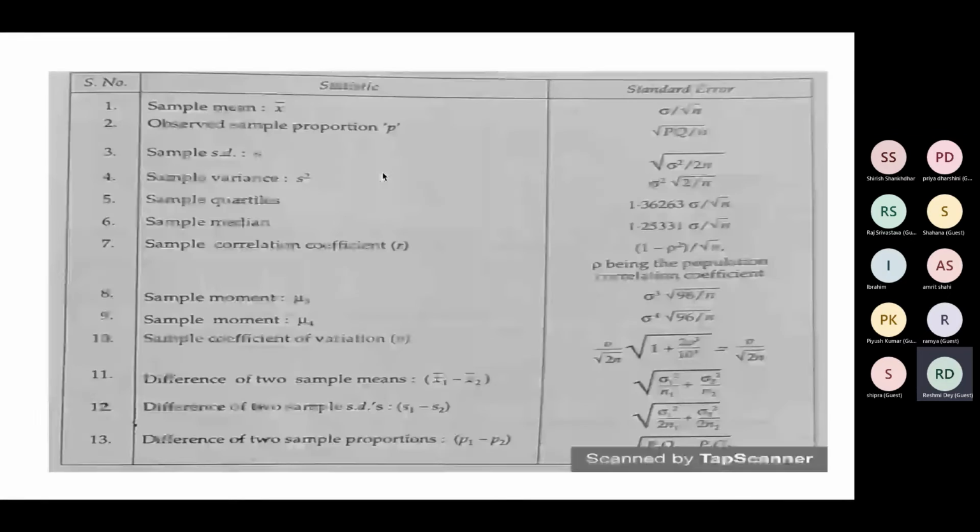Then here I have provided some formulas for standard error with respect to their corresponding measures. The most important, usually required standard error here is for the sample mean x bar. Most of the cases we use this standard error. The rest are just mentioned here. We will do them later.